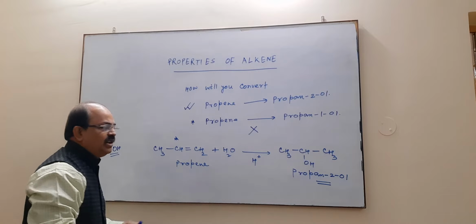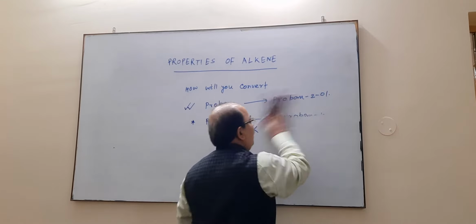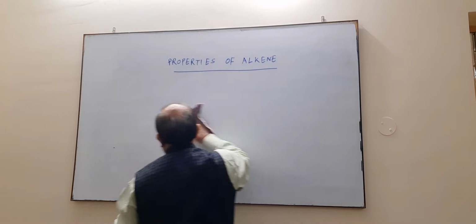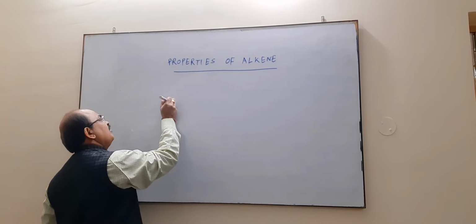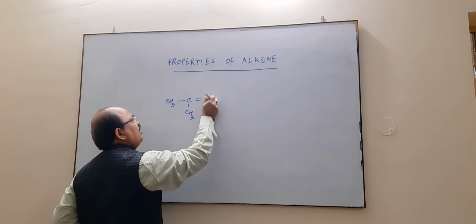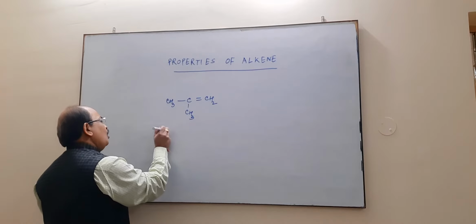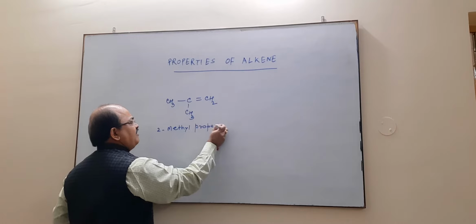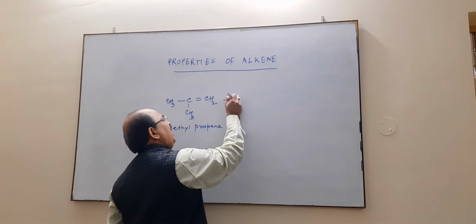So this is your addition of water. For example, if we consider another example, suppose we have a question of this type: CH3 C(CH3) double bond CH2. This is an alkene. This alkene is your 2-methyl propene. This example is given in your NCERT textbook. And say we have to add water.